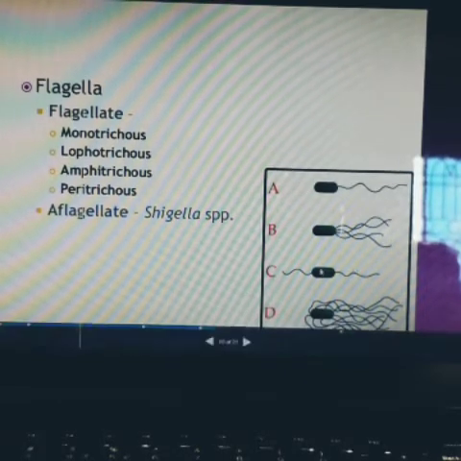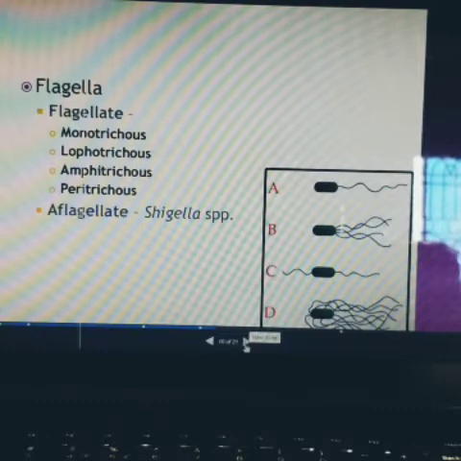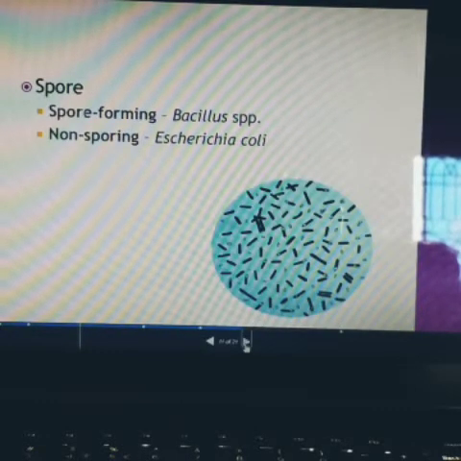The non-flagellated bacteria do not have any flagella. So what are flagella for? Flagella are used to move from one place to another. That's why bacteria use them. Flagella are one of the locomotor organs of the bacteria. So next, spores. Classification by the spores of the bacteria.